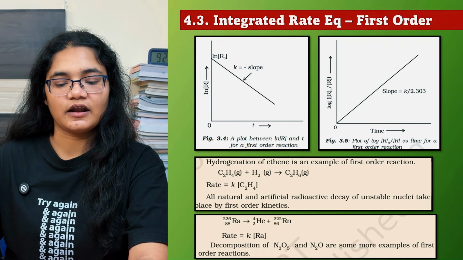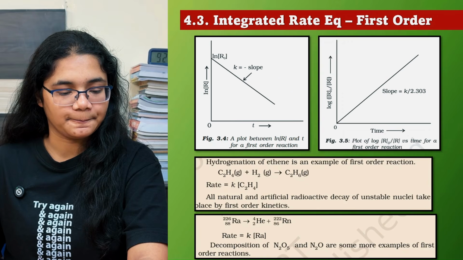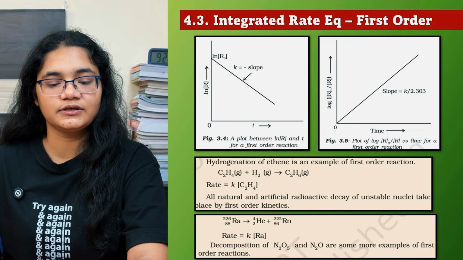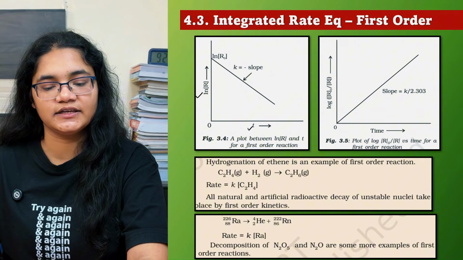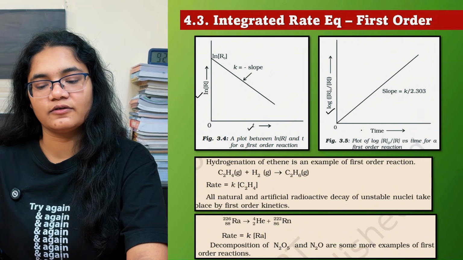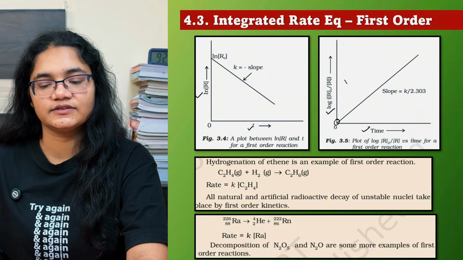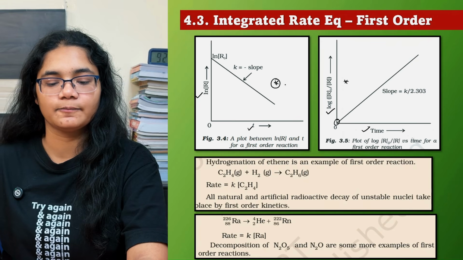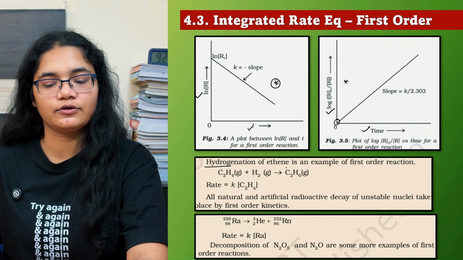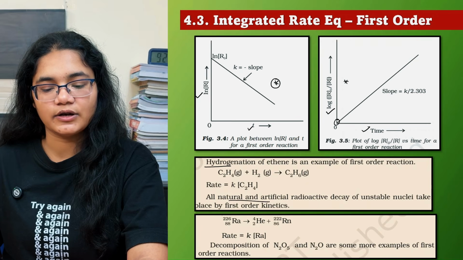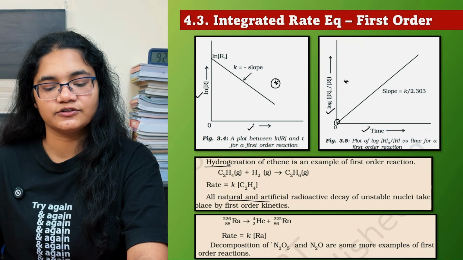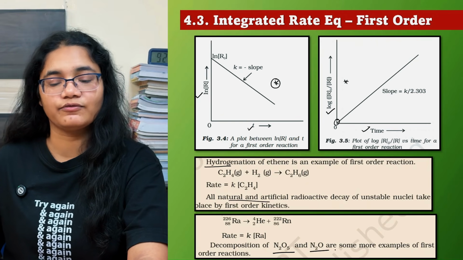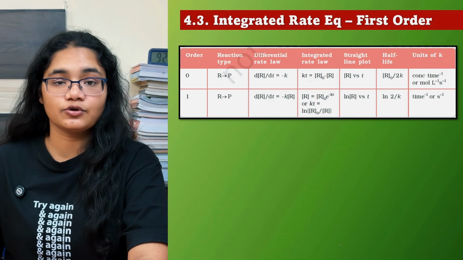Okay, next is for the graph. You can see these are the graphs for first order reaction. This is for ln R versus t, log R naught by R versus t. This will pass through the origin. This is important. This graph is also important. Examples of first order reaction: hydrogenation of ethene. All natural and radioactive decays are first order reactions. Decomposition of N2O5 and N2O are also first order reactions.